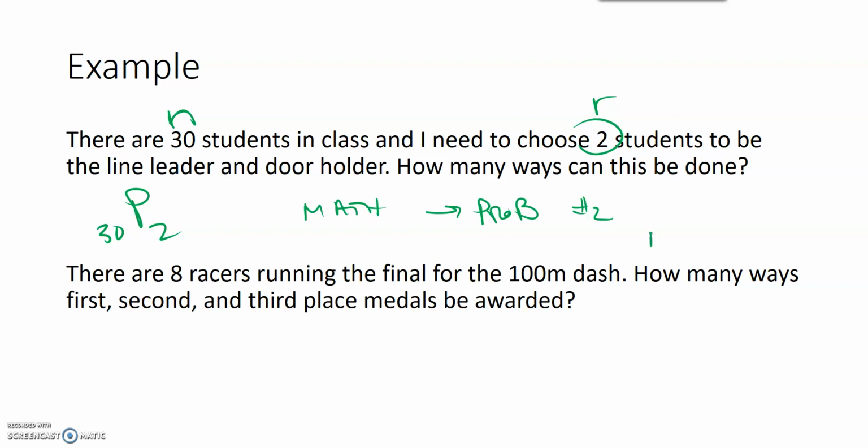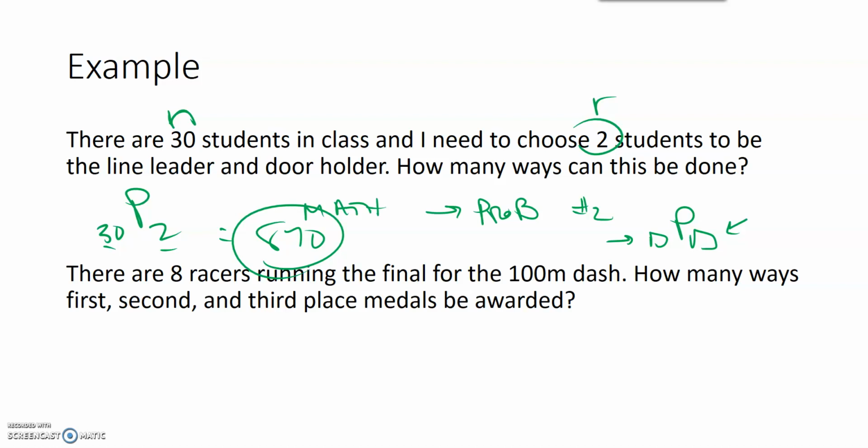My calculator, and I have one of the newer ones, sets it up like this, with 2 little boxes, so you don't have to put anything in before going there. But then you fill in your 2 boxes with your 2 numbers over here. So 30 is my N, 2 is my R. The answer the calculator tells me is 870. So there are 870 ways that I can pick line leader and door holder.